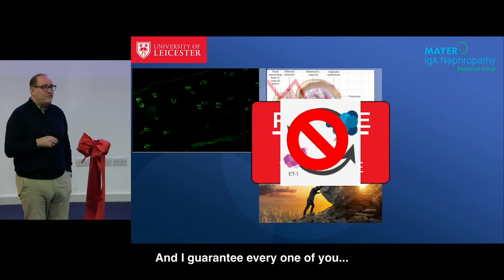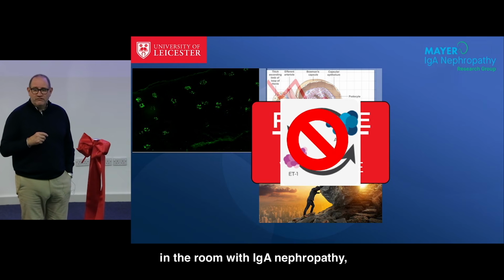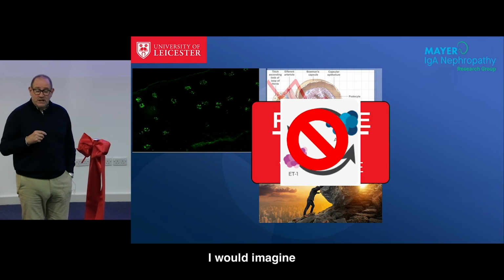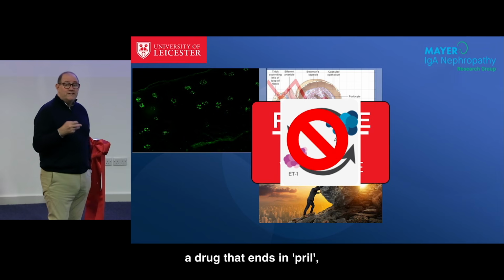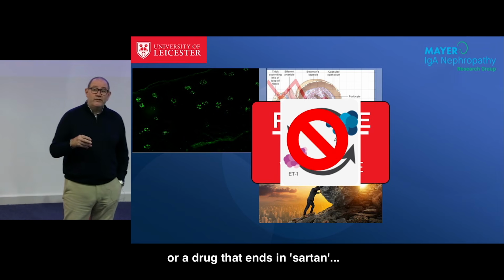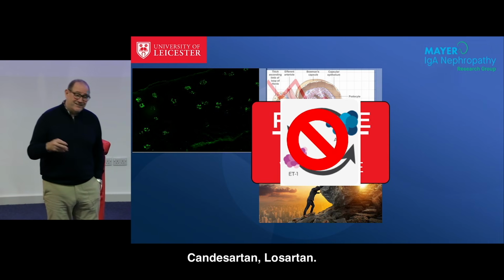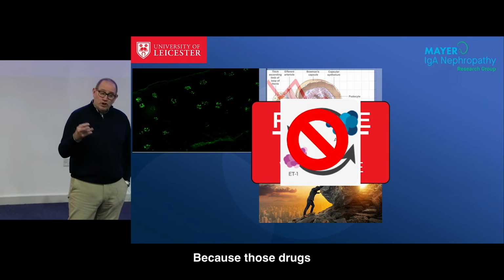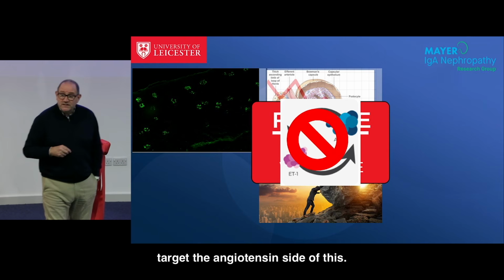And I guarantee every one of you in the room with IgA nephropathy, I would imagine, is on either a drug that ends in pril, lisinopril, ramipril, or a drug that ends in sartan, candesartan, losartan, because those drugs target the angiotensin side of this.